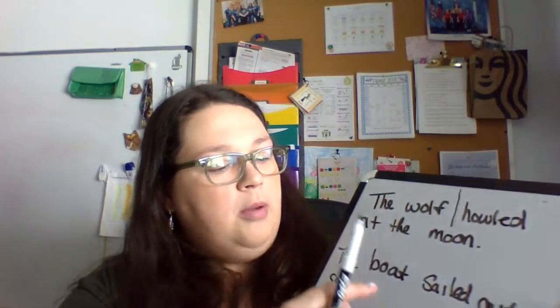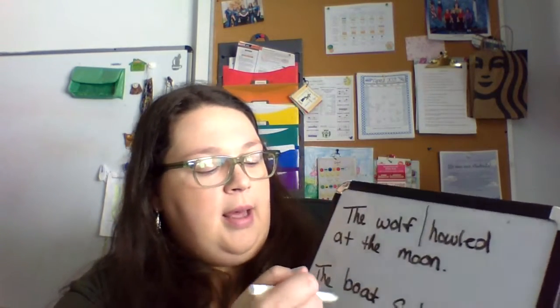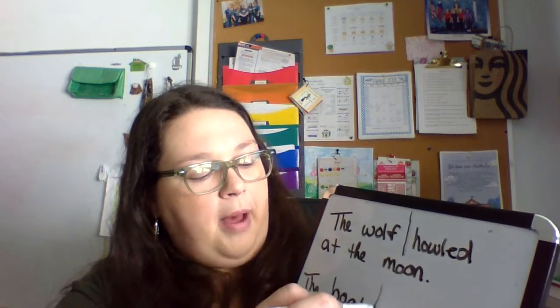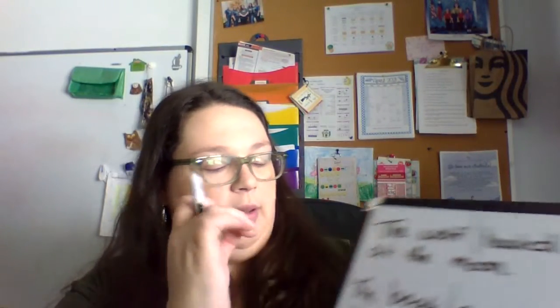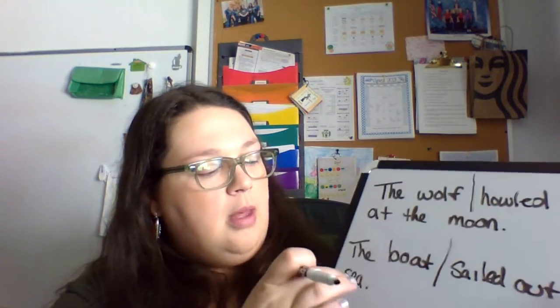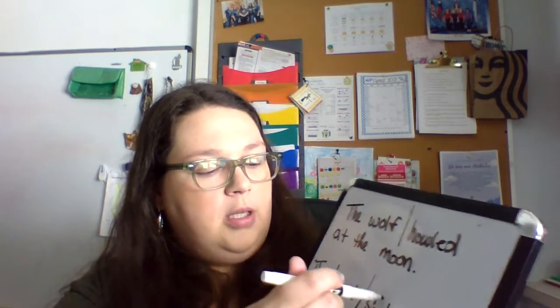So same thing here. The boat sailed out to the sea. The boat is what the sentence is about, and sailed. We include this adjective, the, here. The boat sailed out to the sea, okay? Those are the two different parts, the subject and the action part. There are types of sentences that don't make a lot of sense, and those are called fragments. It's because they're missing something.